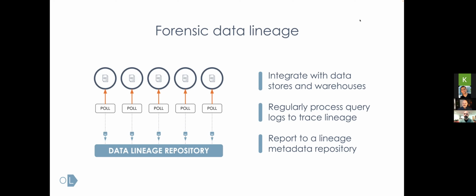And the database will report back and say, well, here's my view of the data lineage from what I've been able to see. And you regularly process those query logs and send what you find to a lineage metadata repository. So essentially, this is reaching out to Snowflake, for example, and saying, give me your query log, download the entire query log, process that into a series of sort of data lineage relationships, and then store those relationships.